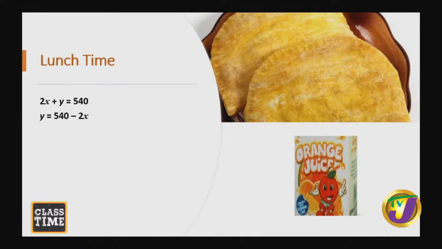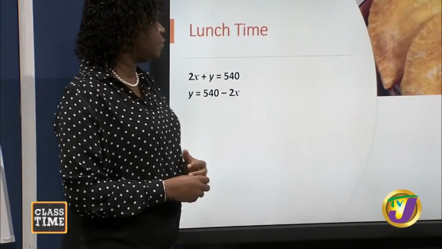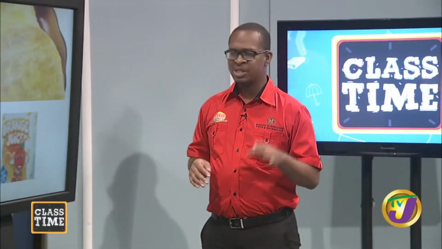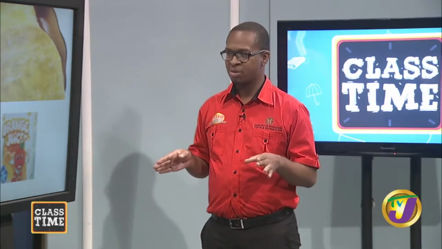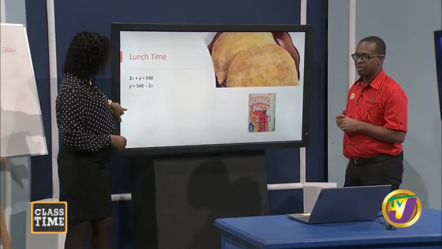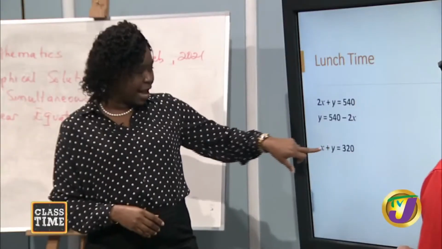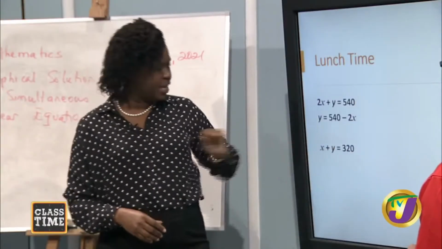So what operations did we do to get this 2x from the left side over to the right side? I'm thinking because it is a plus 2x, I would need to take 2x from both sides. That would give subtraction as the operation. Okay. And here we add x plus y. This is my purchase, equal to 320.